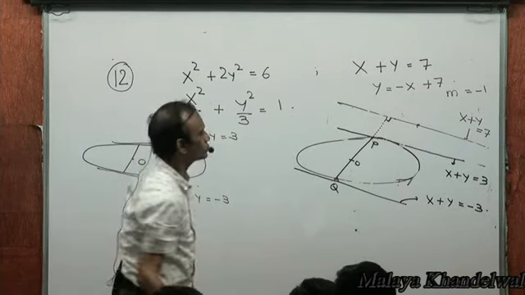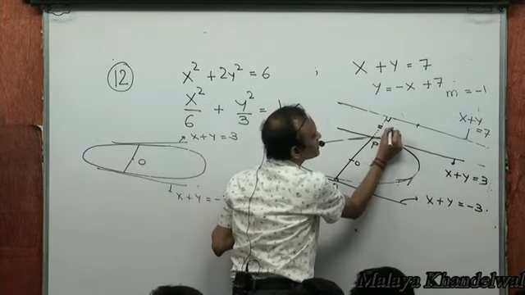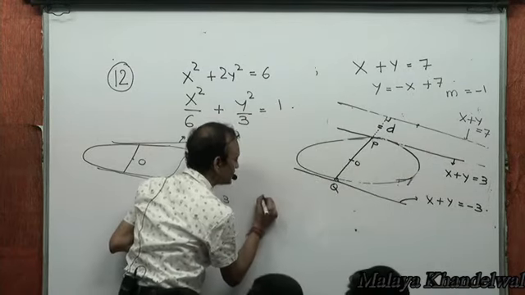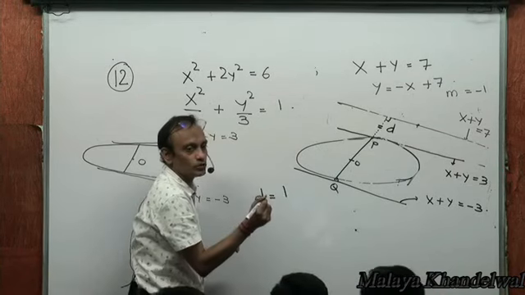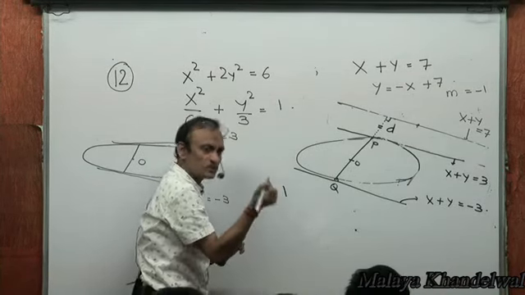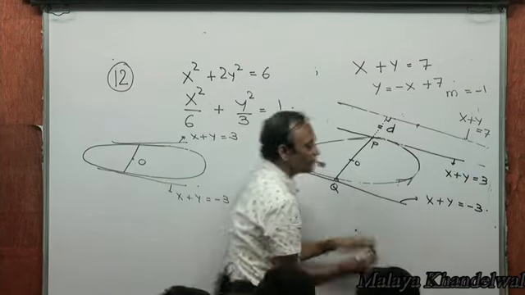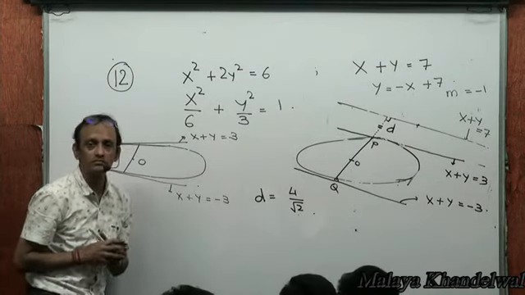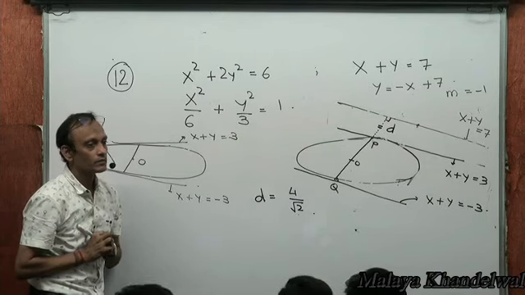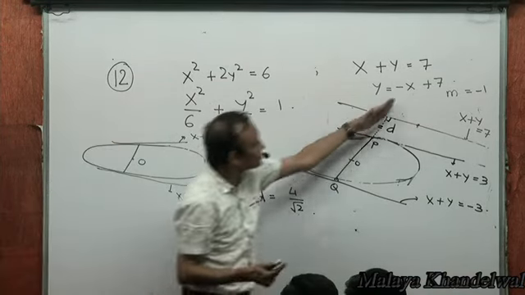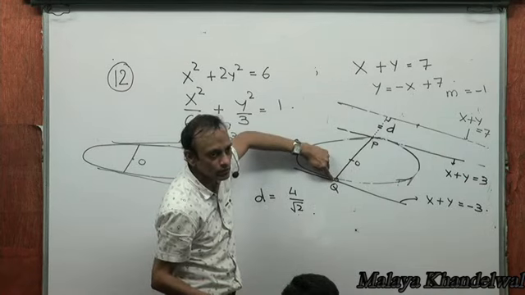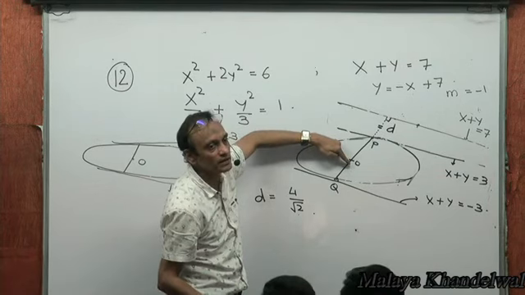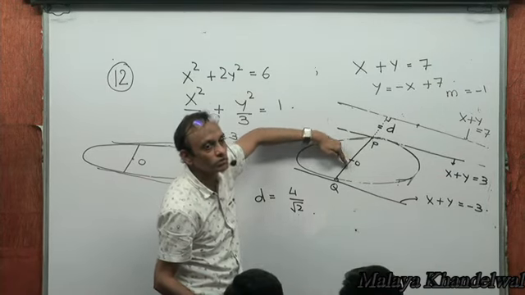Are you lost? No. First of all, let me find this distance D, which is the distance between these two parallel lines. Distance between the two parallel lines is given by magnitude of C1 minus C2 by root 1 plus m squared, root a squared plus b squared. That means 7 minus 3, 4, divided by root 2 is the shortest distance between the two lines. This is all because P and Q are ends of a diameter passing through O. Also, this is the normal at P.